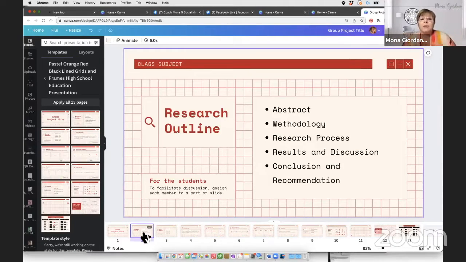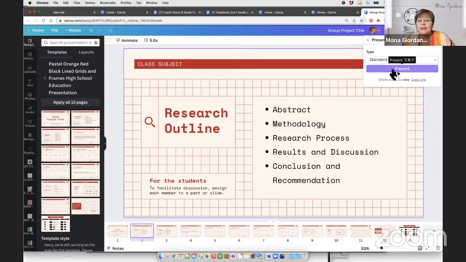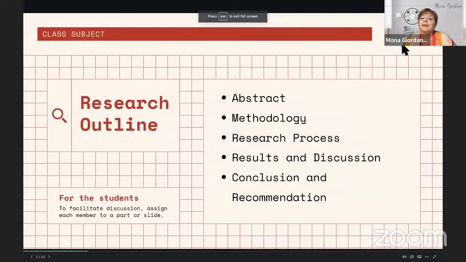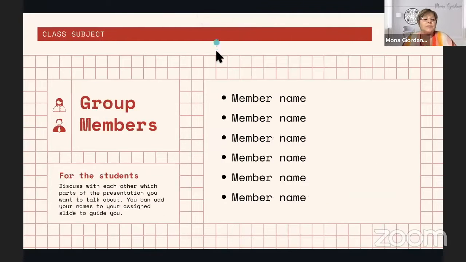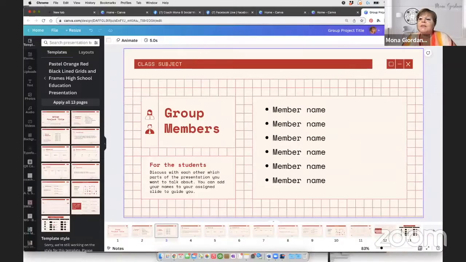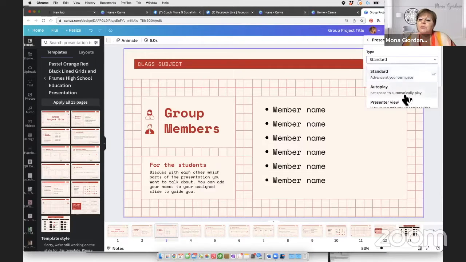And when you have your presentation all finished, so all 13 pages are now finished, then you're going to come up to the present button on the top right. And instead of choosing standard, you're going to choose present and record.